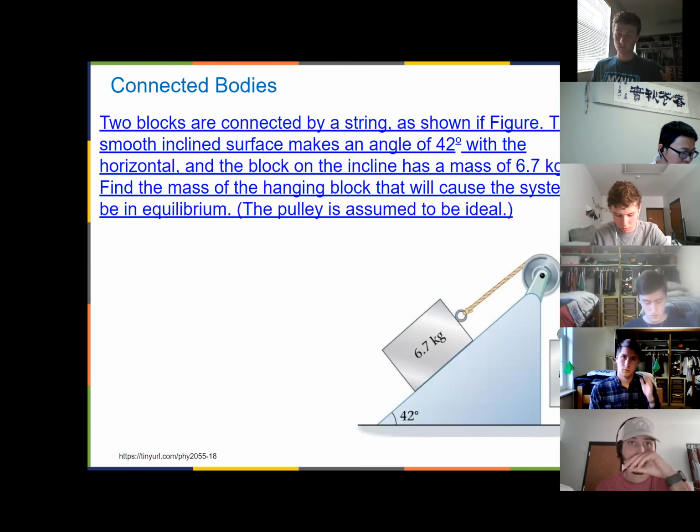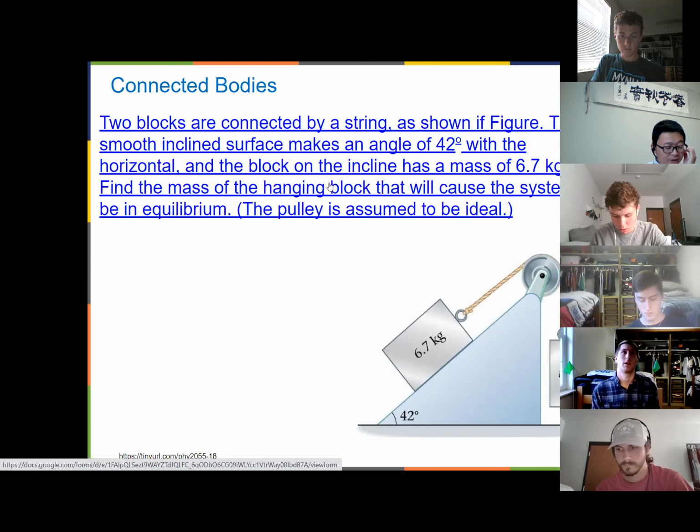I'm going to give you guys a few minutes to try to see if you can solve this by yourself, and then we can take a look at the solution together. You can submit your answer by clicking on the problem here. It will direct you to a page where you can submit your response.